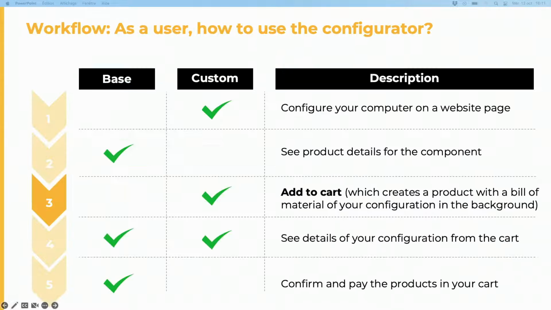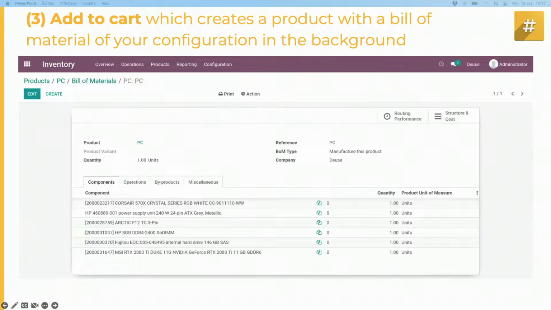Now, as soon as you have selected all the products for your components and you are happy with your configuration, you can add it to your cart. This will trigger an action in the background so the website user won't see it. But what is going to happen is that it will add a new product in a database with the bill of material that you can see here. So here we have an example of a configurator called PC and all the products that were previously chosen by a website user. And this is going to be used to know how we can create and build this computer.